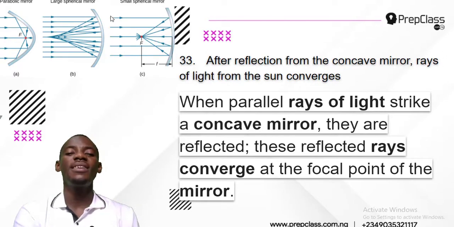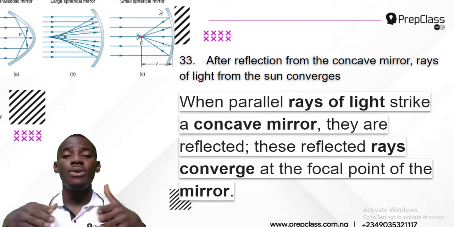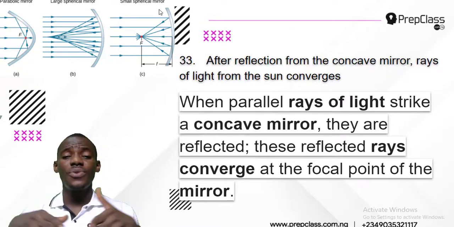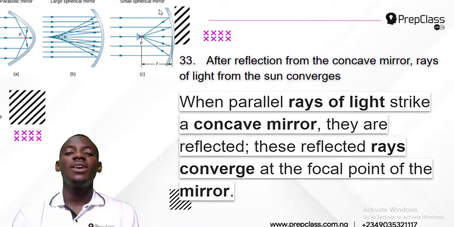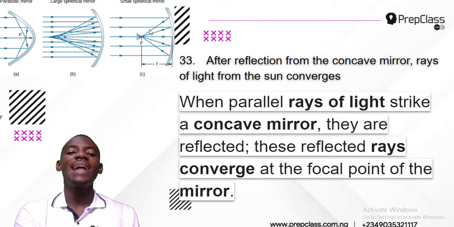This is the real sun coming in. But where did it converge? It will converge because it is a converging mirror. It converges the rays. So it will converge where? At the focus, and that is the answer. For a concave mirror, all the rays will converge at the focus.